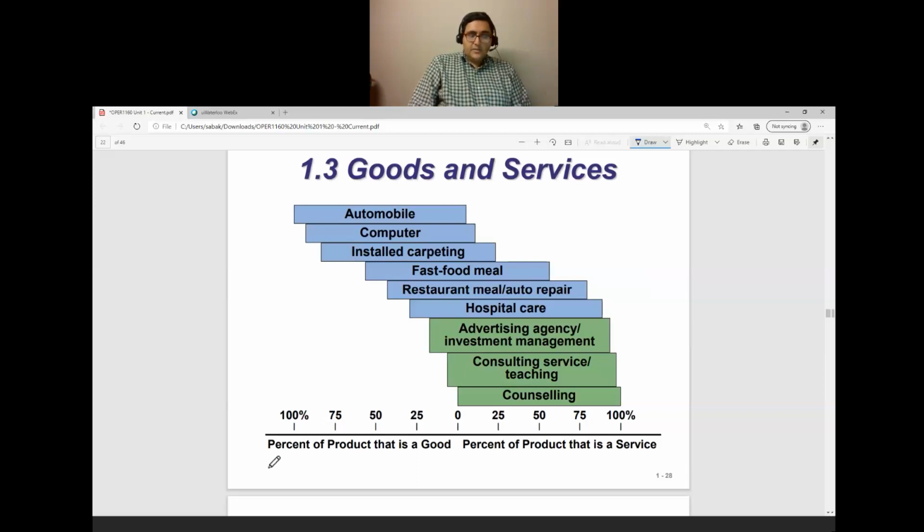So what is important to understand here is each of the businesses which you are seeing, if you see on the bottom side of it, this is the percentage of the product that is a good and the percentage of product that is a service. For example, what it means is each of the things has a certain goods component as well as a service component. So even for a car manufacturing thing, where we are getting a car, so that's supposed to be a goods industry, there is a service component involved in it.